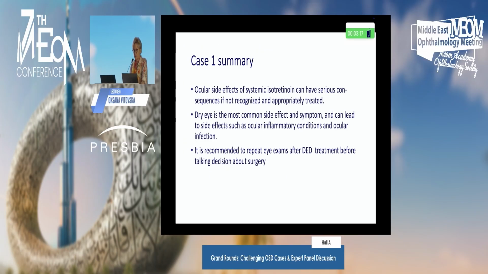So, to conclude, in this case, we can say that ocular side effects of systemic isotretinoin can have serious consequences if not recognized and appropriately treated. And dry eye is the most common side effect and symptom, and can lead to ocular inflammatory conditions and ocular infection. It is recommended to repeat eye exams after dry eye disease treatment before taking decisions about surgery. And at the end, this guy now is stable and just takes artificial tears and continues cyclosporine.